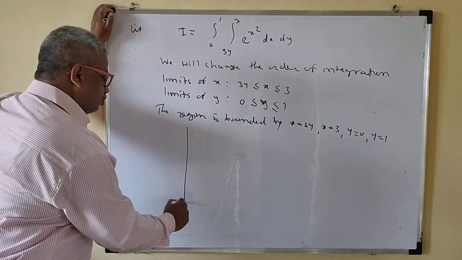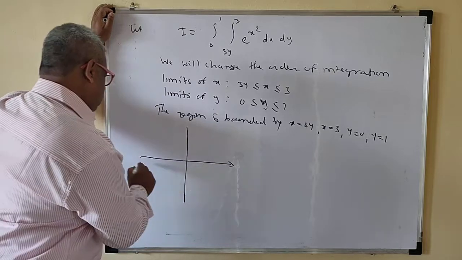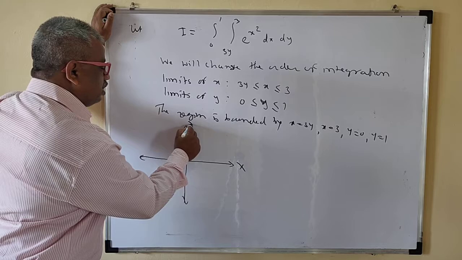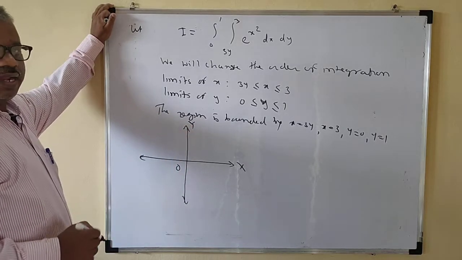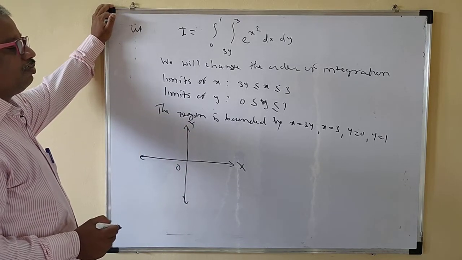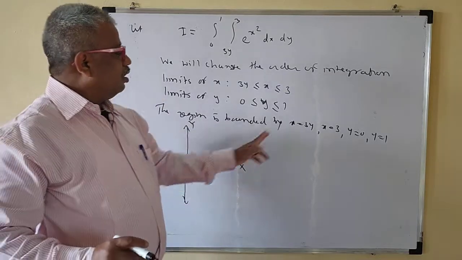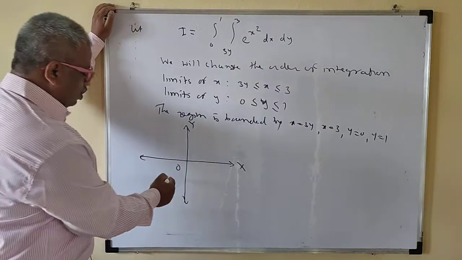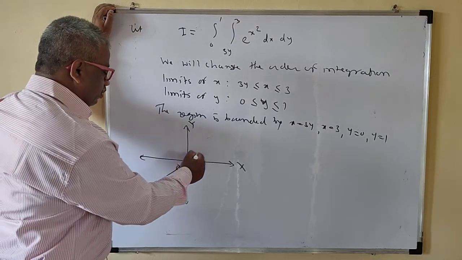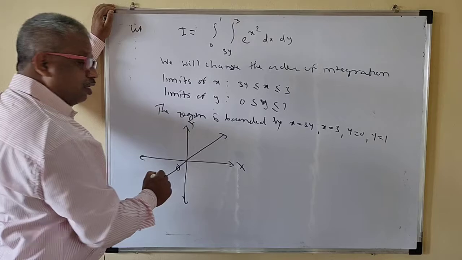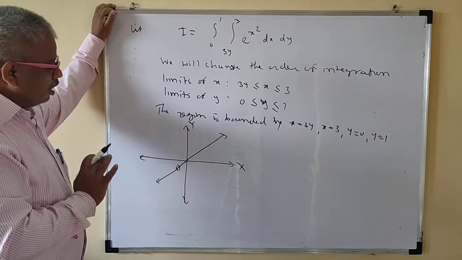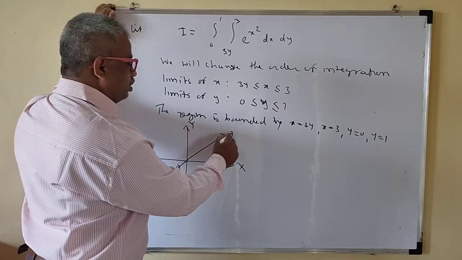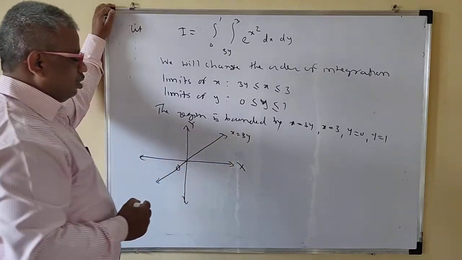So this is your origin, this is your x axis, this is your y axis. First we draw the graph of the complicated function. Here x equal to 3y is complicated. This line is passing through the origin. Note that it does not bisect the first and third quadrants. Just draw the line passing through the origin; this is x equal to 3y.